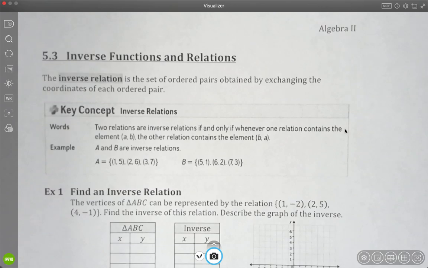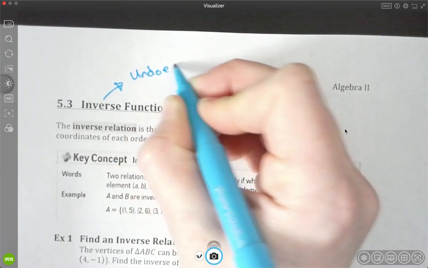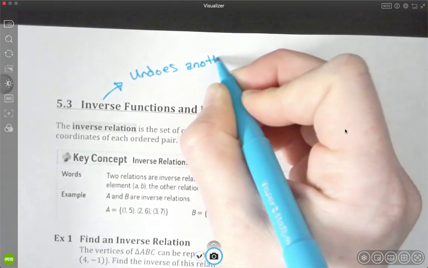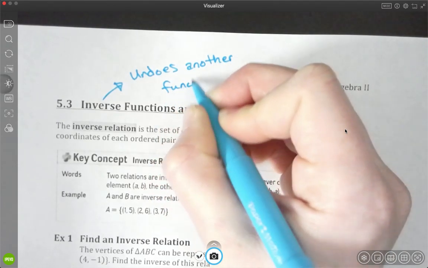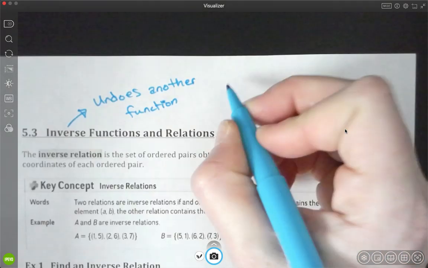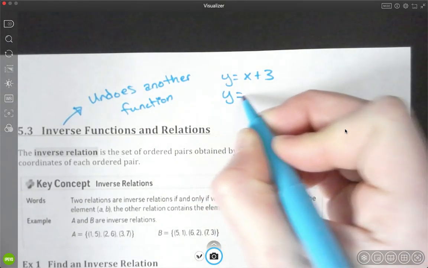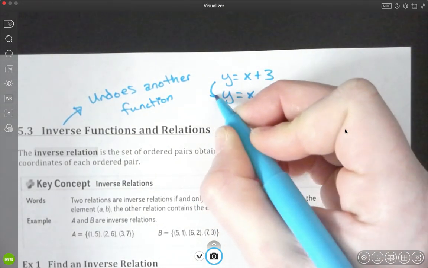Okay, I'm going to explain inverse functions to you this way. An inverse function undoes another function. Let's say I start with y equals x plus 3, and I'm adding 3 to something. What would be the opposite, the inverse, that would undo that? Minus. Yes, so y equals x minus 3 would undo that. Those two undo one another.